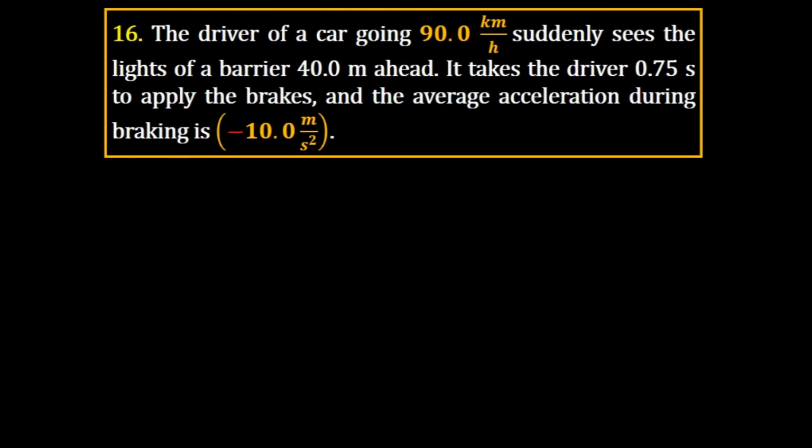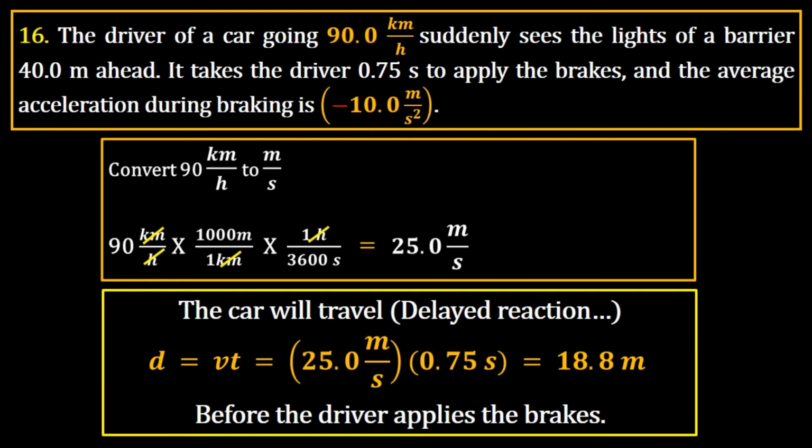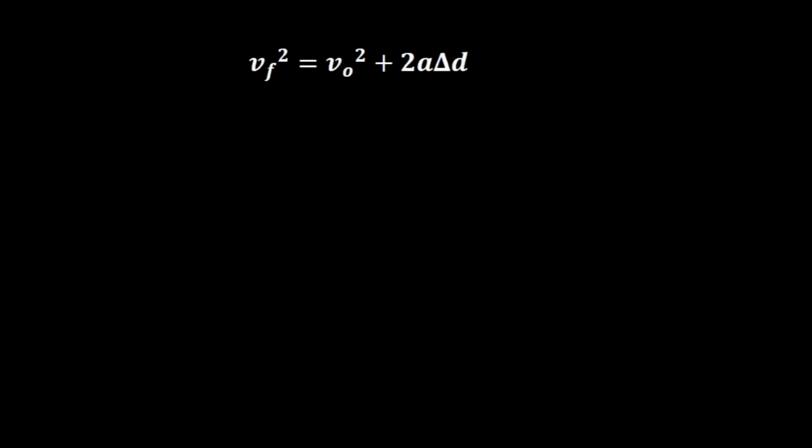The driver of a car going 90 kilometers per hour suddenly sees the lights of a barrier 40 meters ahead. It takes the driver 0.75 seconds to apply the brakes, and the average acceleration during the braking is negative 10 meters per second squared. You want to convert 90 kilometers per hour to meters per second, so that's 25 meters per second. And then how fast was the delayed reaction, the 0.75 seconds that you didn't put on the brakes, so you waited? You went 18.8 meters.